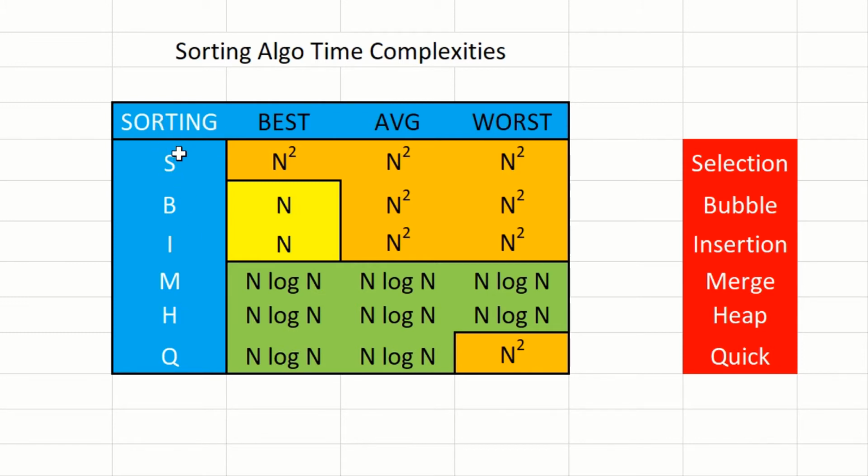Sortings: remember this series, SBI MHQ. SBI is like SBI Bank. And MHQ: read this many times and you can remember it easily. Best, average, worst: remember this series also. From best to worst we are going.